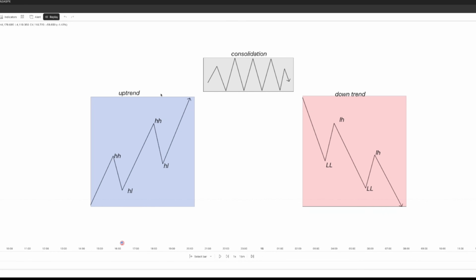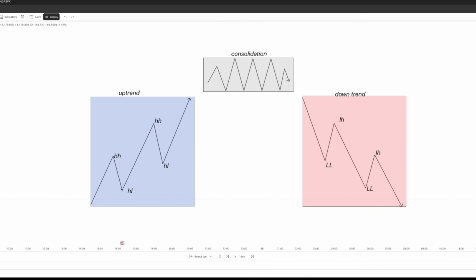And you know very well that in an uptrending market, we only take buy entries, and in a downtrending market, we only take sell entries. To determine if the market is in an uptrend or a downtrend, we have to look at the highs and lows of the price. In an uptrend, the market will be creating higher highs and also higher lows, while in a downtrending market, it will be lower highs and also lower lows.